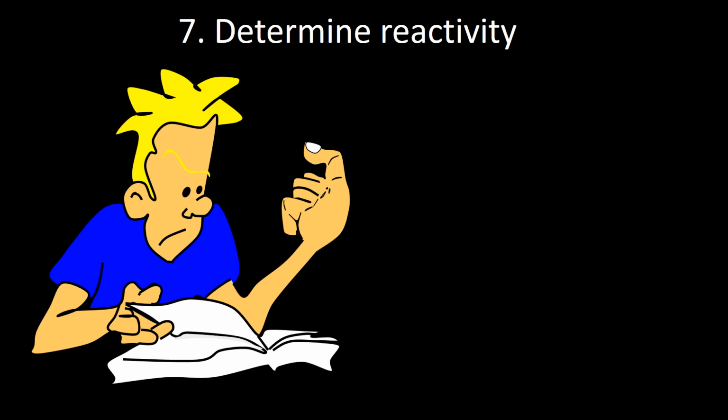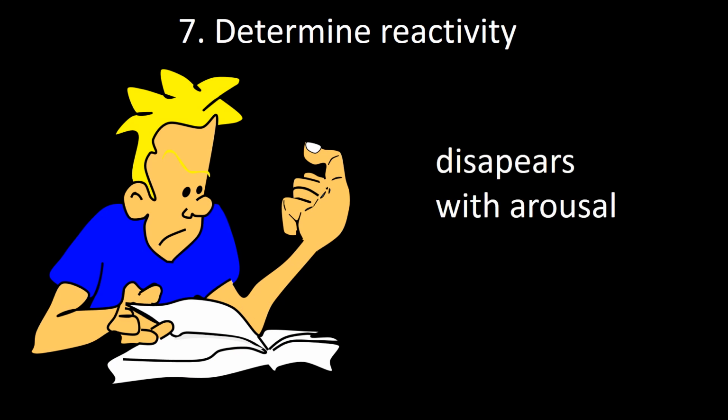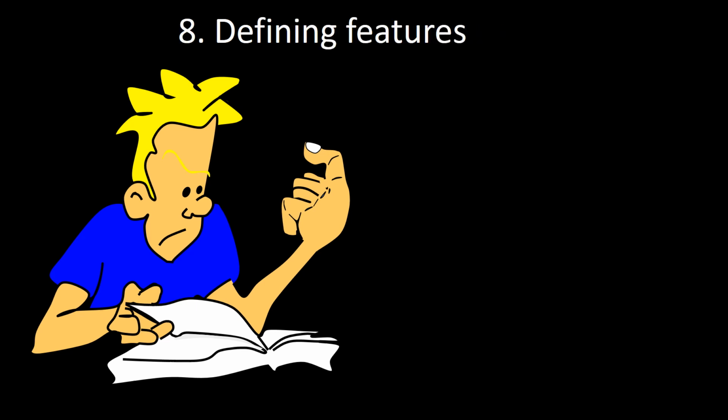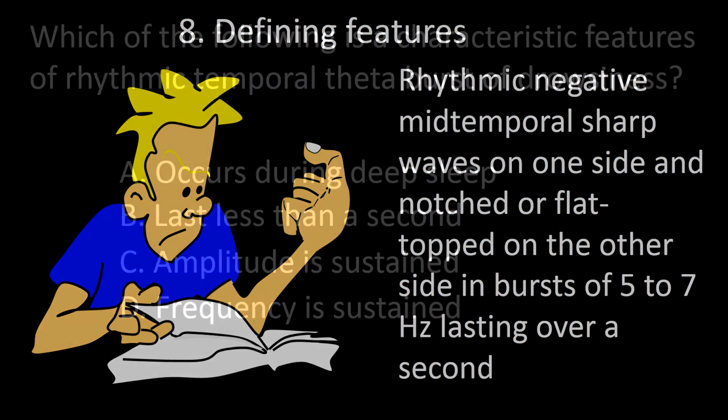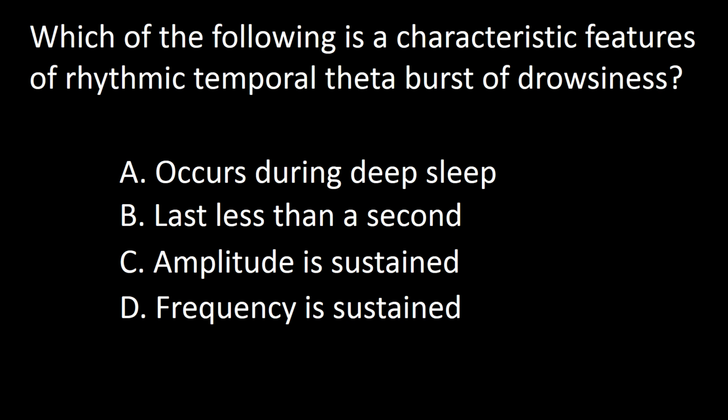This activity disappears upon arousal. Its defining features are the mid-temporal location, their multiple shapes but constant within each frame or within each burst, their sustained frequency within each burst and among bursts, and in some cases the typical notch appearance. So the answer to this question is D. Frequency is sustained.